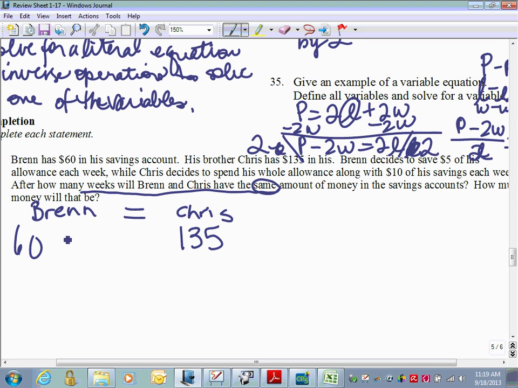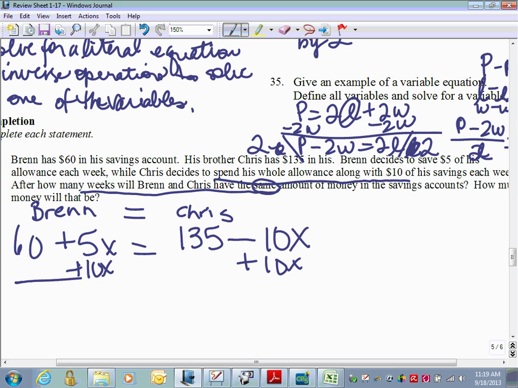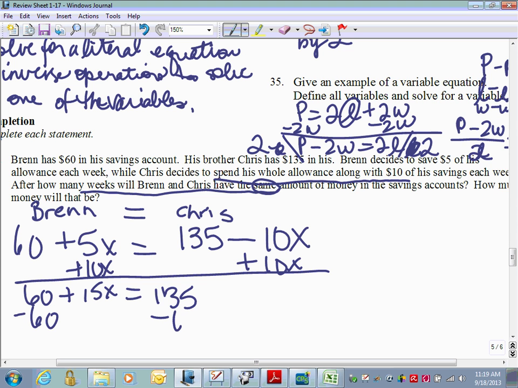Bryn is going to save $5 of his allowance each week, but Chris is going to spend his whole allowance along with $10 of his savings. So he's going to subtract $10 a week of his savings. Now I need to find when these are going to be the same. I'm going to move my letters to the left. 60 plus 15x equals 135. And I need to move my numbers to the right. And I have 15x equals 75.